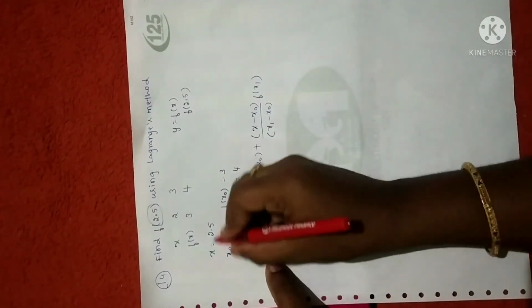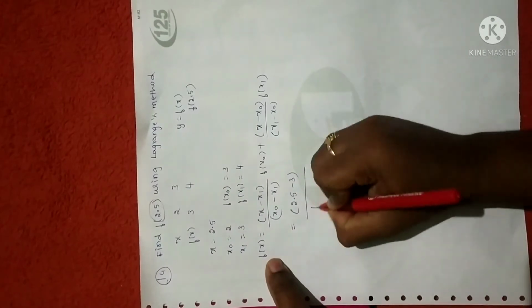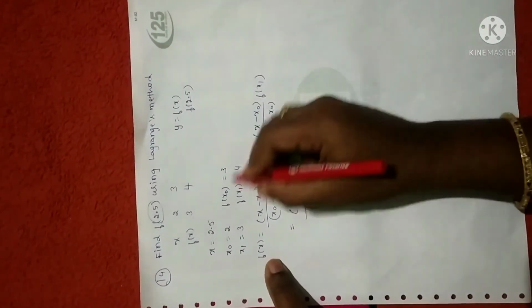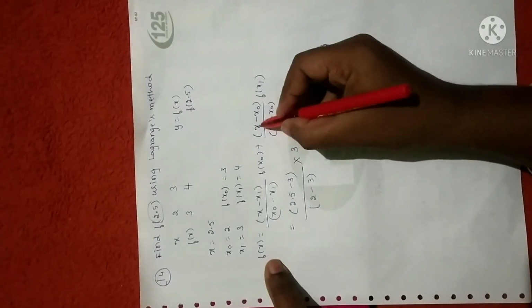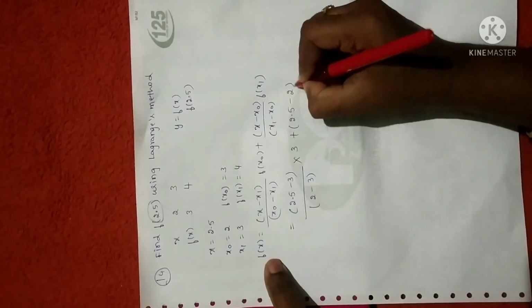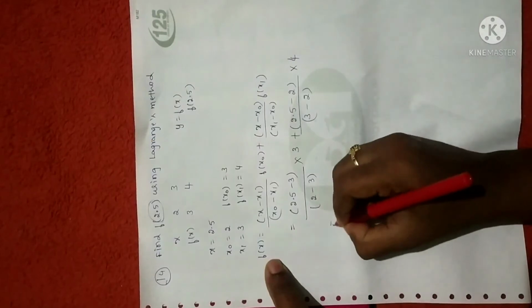Now x is 2.5 minus x1 is 3, divided by x naught is 2 minus x1 is 3, into f of x naught is 3. This is 3, only 2 point. They may ask for 2 marks, so that is why I am doing it. X is 2.5 minus x naught is 2, divided by x1 is 3 minus x naught is 2, into f of x1 is 4. So let me simplify.